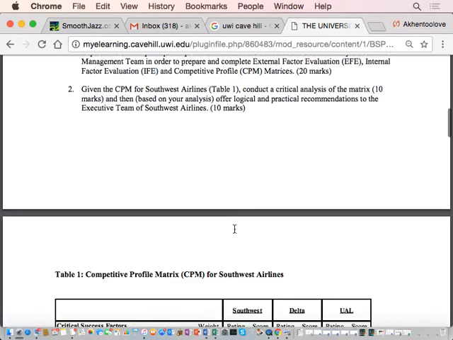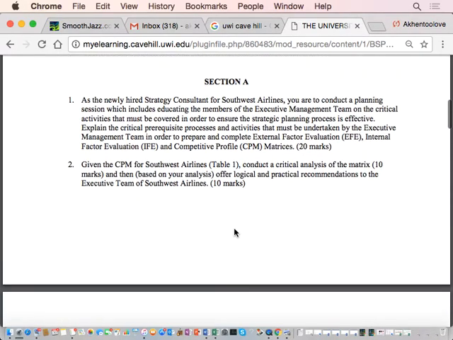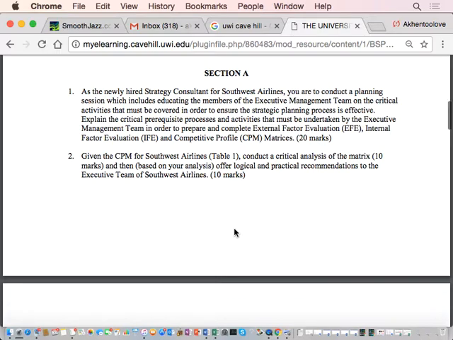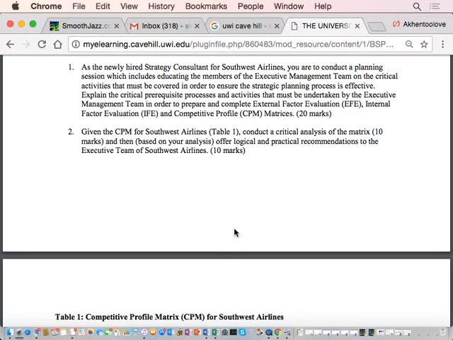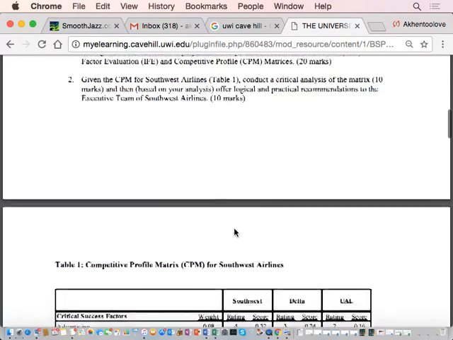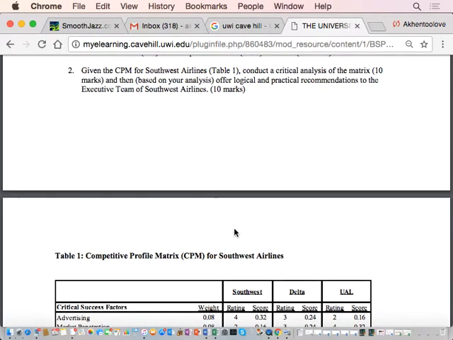So let's look at the questions to show you what I mean. It says, you're a newly hired strategy consultant for Southwest Airlines. Now I say you're a student, a strategy consultant. You see what I'm saying here? You are the strategy consultant for the company. And this one for the CPM says, given the CPM for Southwest, conduct a critical analysis of the matrix for 10 marks. And then based on your analysis, offer logical and practical recommendations to the executive team.